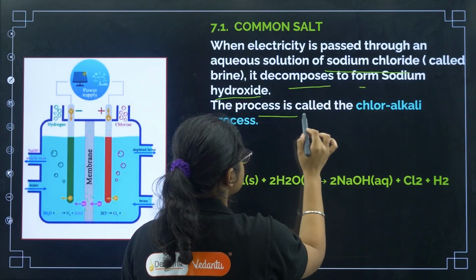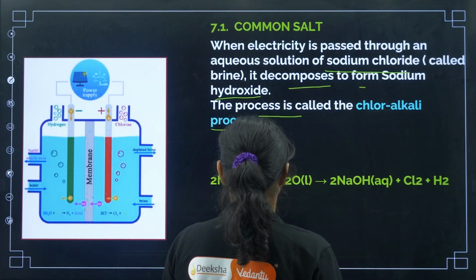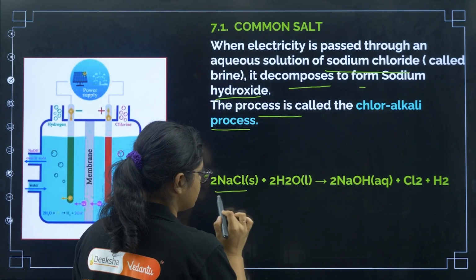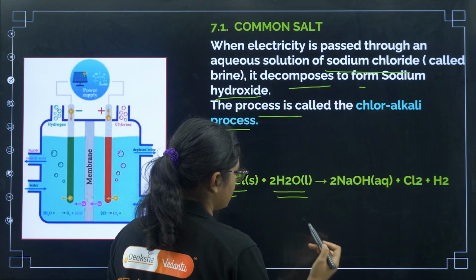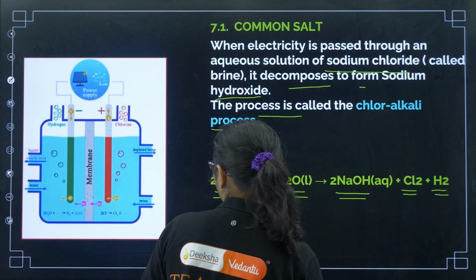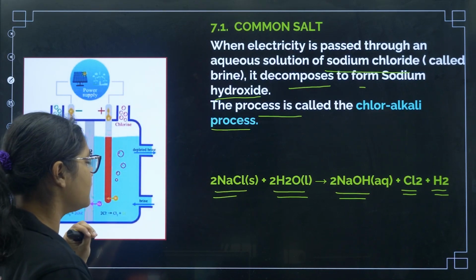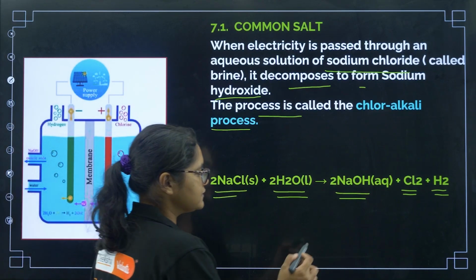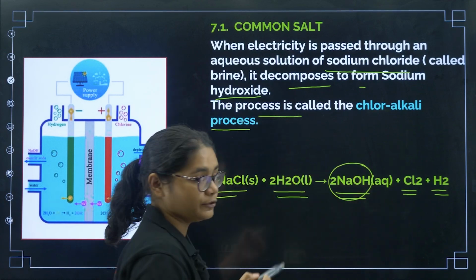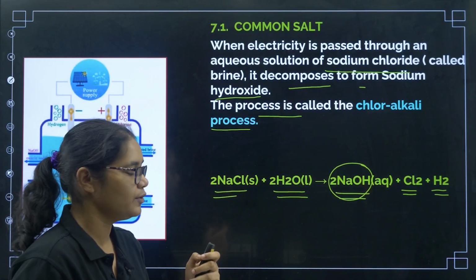Okay, the process is called the chloralkali process. Now if you see, when NaCl is treated with water, we get NaOH plus Cl2 plus H2. This is the chloralkali process. Now we will see the uses of NaOH, H2 and Cl2.